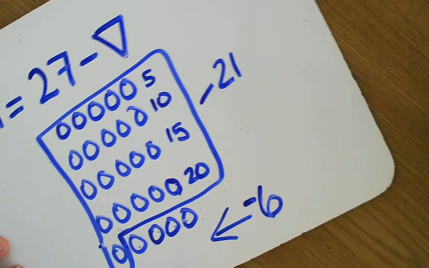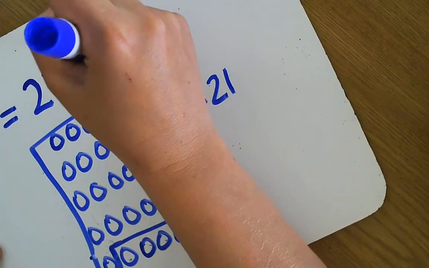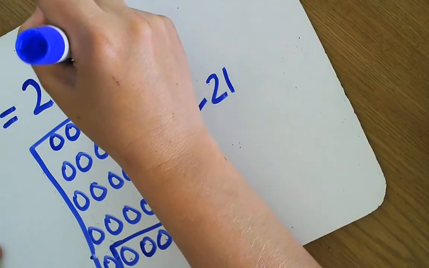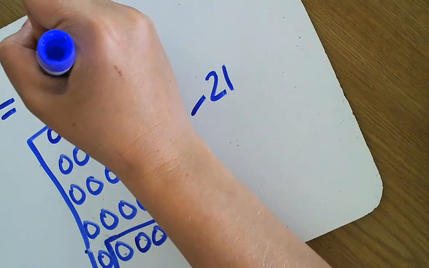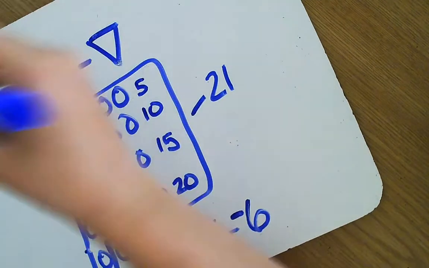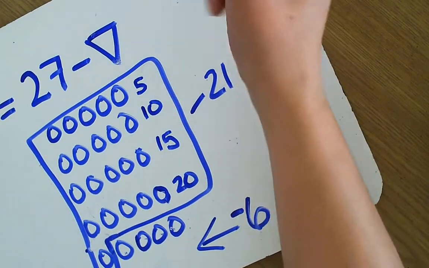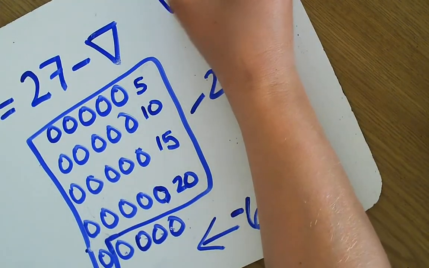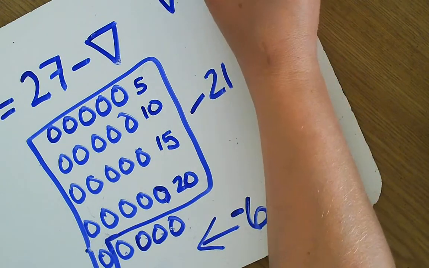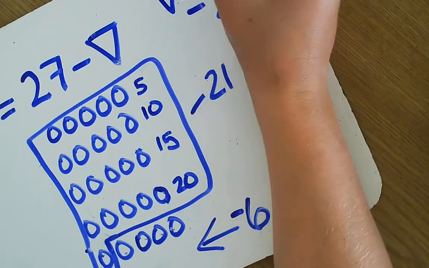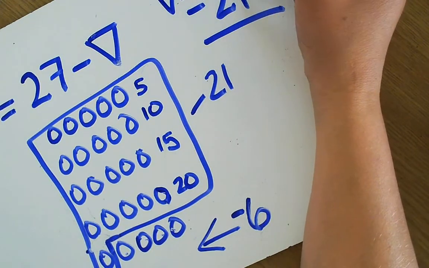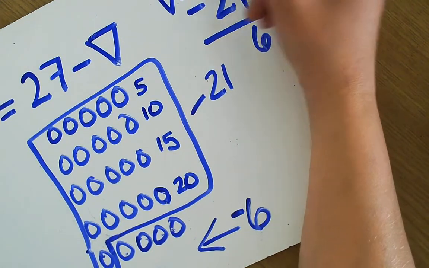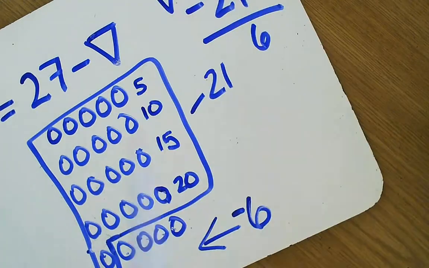Another way we could have figured this out is by, again, trying to make this all alone. So if I know that 27 minus something equals 21, then it follows that our triangle is going to equal whatever 27 minus 21 is. 27 minus 21: 7 minus 1 is 6, and 2 minus 2 is 0. So our answer, again, is 6.